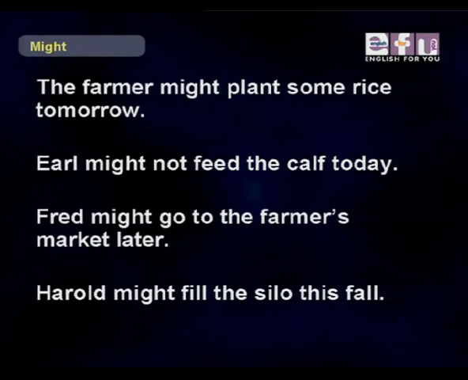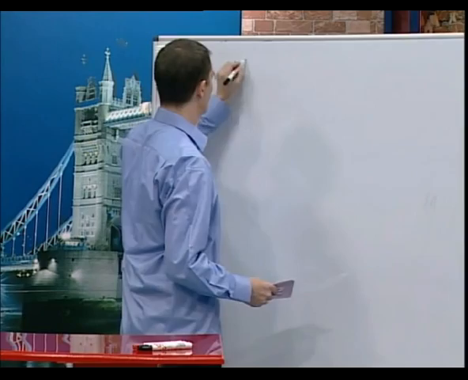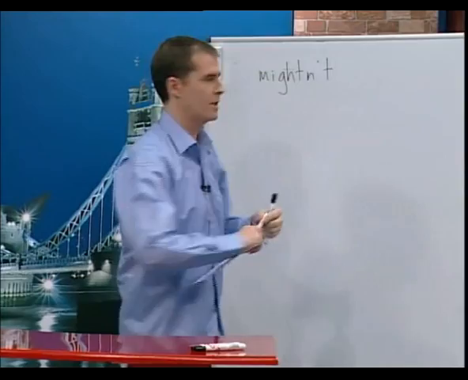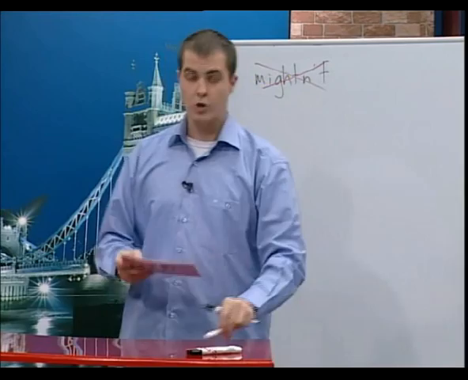Okay, so might has many meanings. Might expresses a possibility in the future, or a possibility in the present. The negative form of might is might not. So like may, there is no mightn't. Mightn't does not exist, only might not. You can begin questions with might, but it's not common.